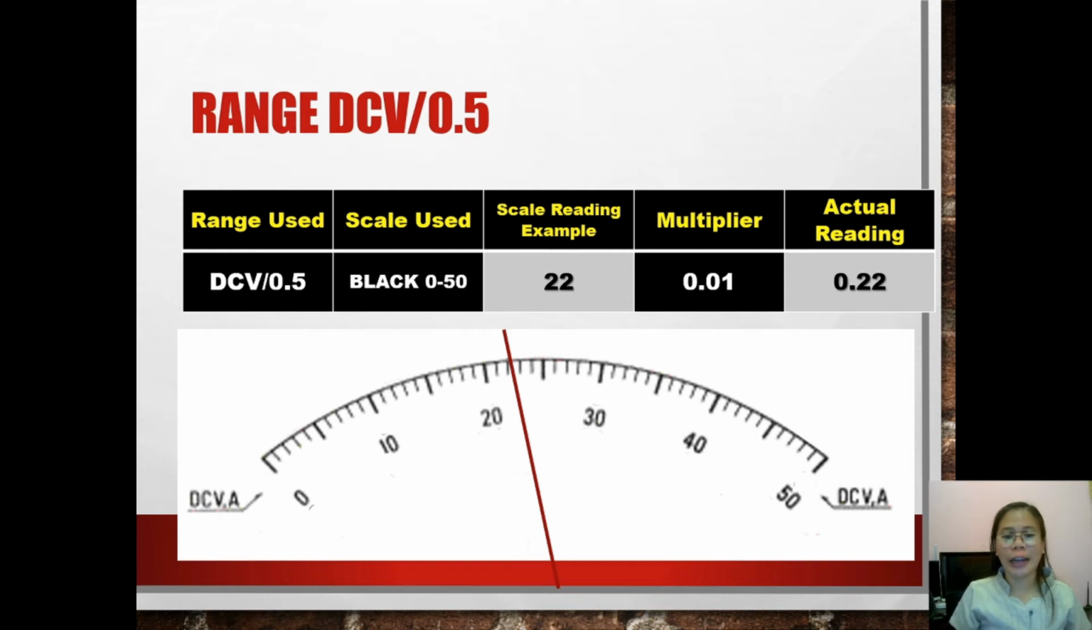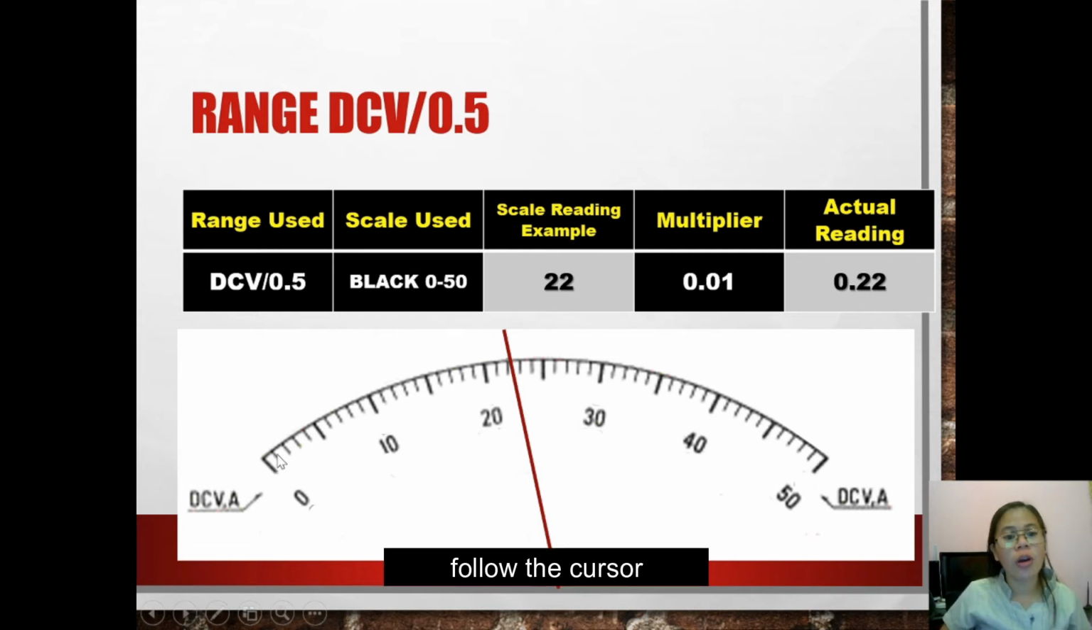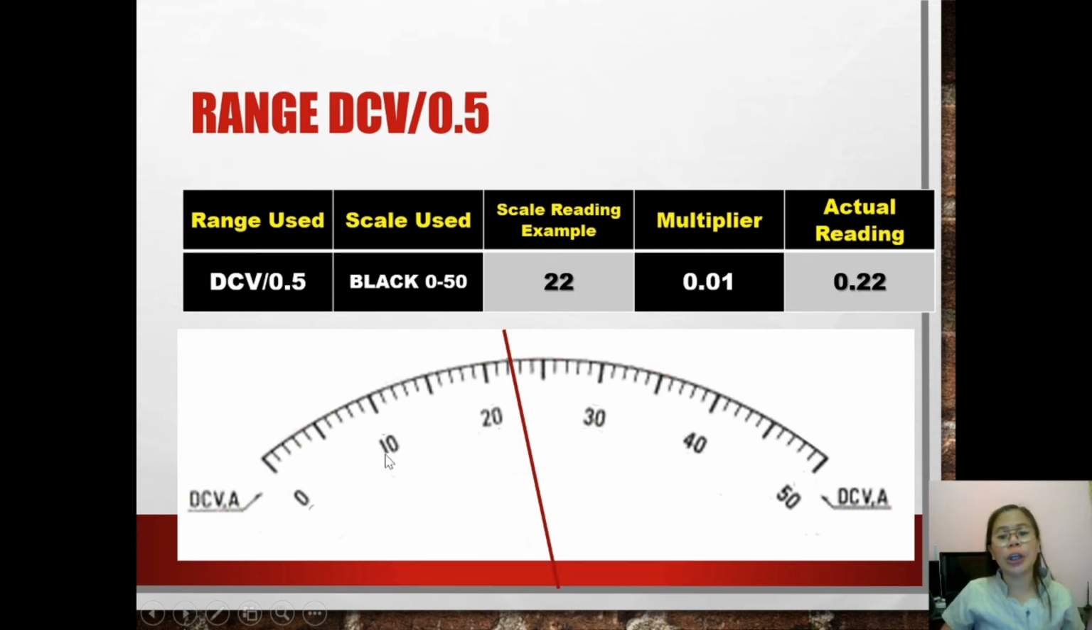Correct. Because each scale in our scale 0 to 50 counts 1. 0, 1, 2, 3, 4, 5, 6, 7, 8, 9, 10. So each scale in our scale 0 to 50 is counted as 1. That is why we come up with the scale reading example of 22: 20, 21, 22.